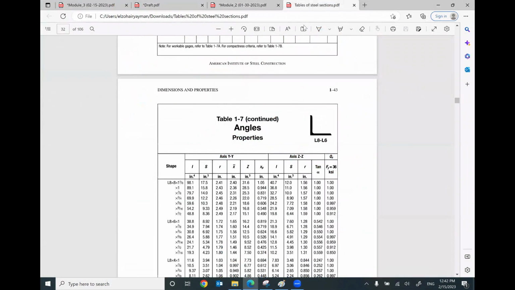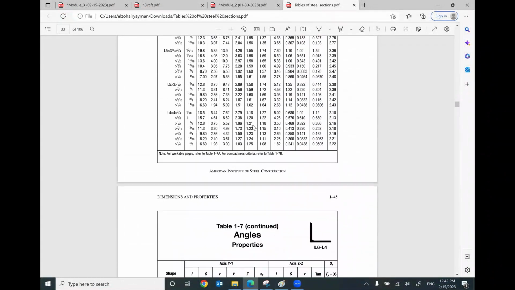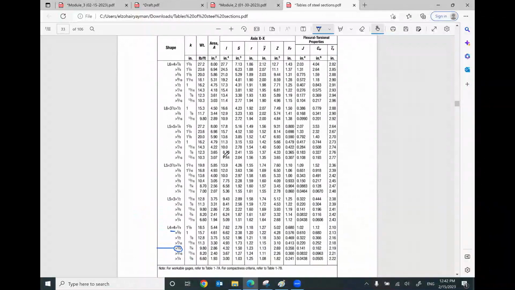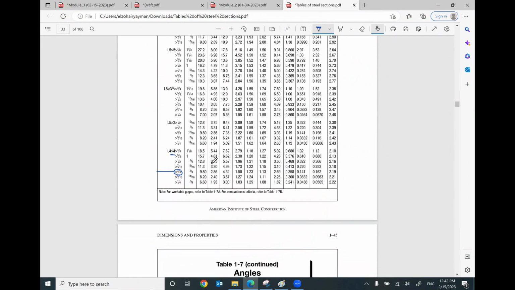Where is it? 4x4x3/8. So we need to go down. Here you go. We have here 4x4, but we have different thicknesses. We are looking for 4x4 and 3/8. Here is the name of the angle. So in this table, we can find the area. This is the area gross. So this column will give you the area gross of this angle. That makes sense?